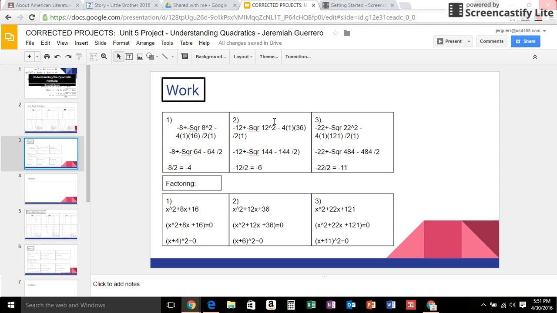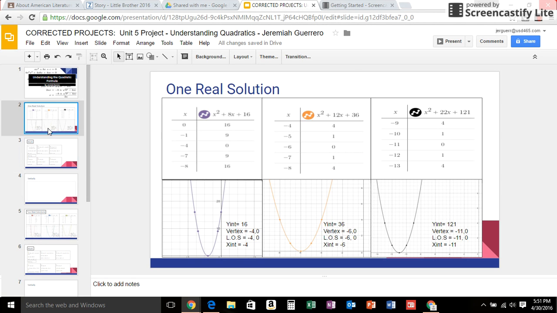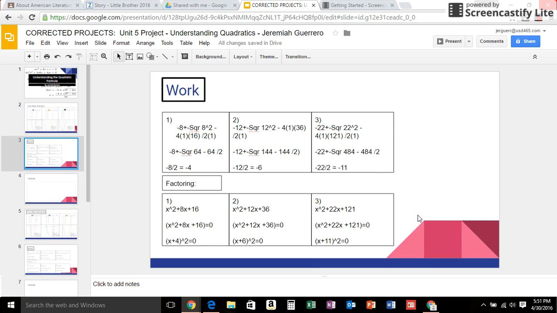Here is the work for the quadratics, how I was able to get the x-intercepts, and the comparison for what it's like for factoring. Something that I have noticed is the quadratic formula can help you find the x-intercept, and factoring can help you find the vertex as well as the line of symmetry. And that's the work for the 3 problems using the quadratic formula and the 3 problems using factoring.